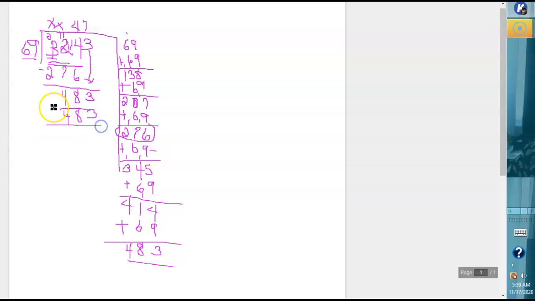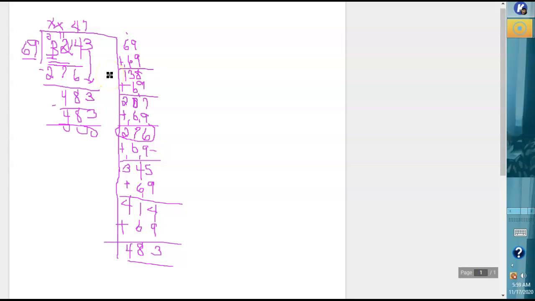And if we subtract, the answer is 0. So therefore, 3,243 divided by 69 is 47. And this is how you're going to do it when you're using the standard algorithm.